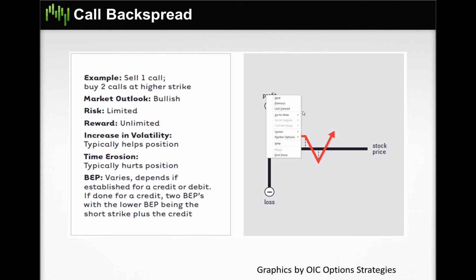But the call back spread is if it's significantly undervalued here. So if prices have really sold off, I'm expecting them to snap back up in the up direction, then I can sell one call option at the lower strike price. I'm selling one right here. So sell one here, and then I'm buying two call options at a higher strike price. So I'm buying two at a higher strike price and hopefully achieving a profit profile just like this.